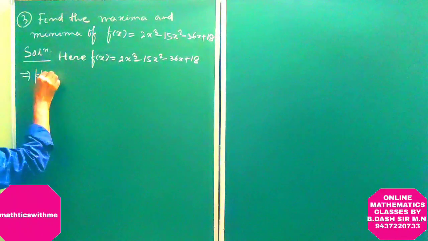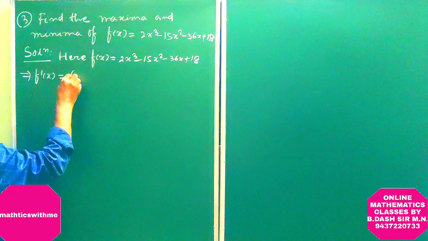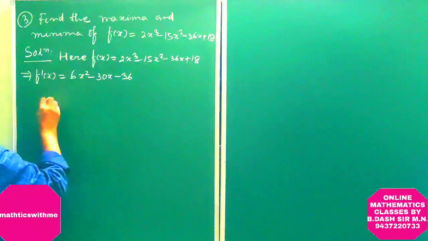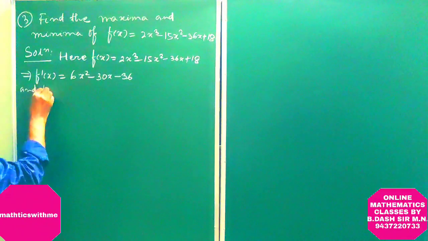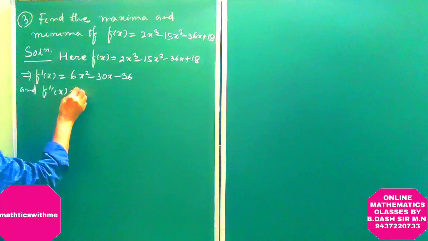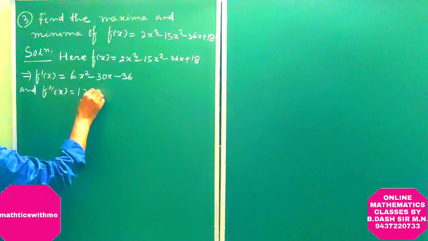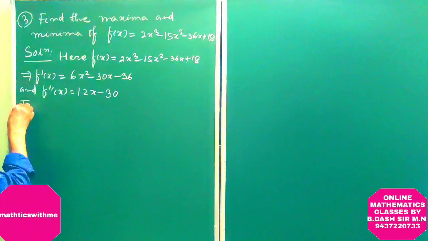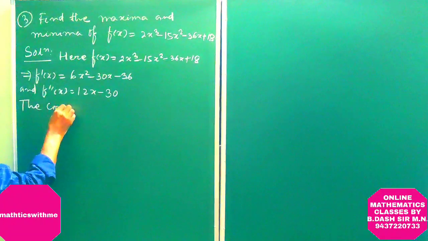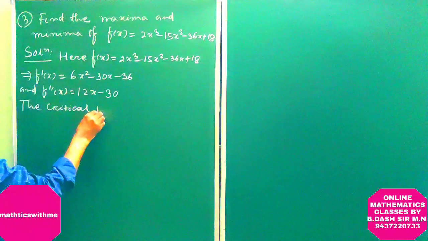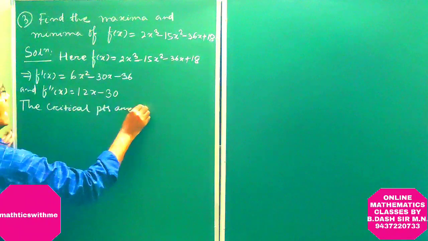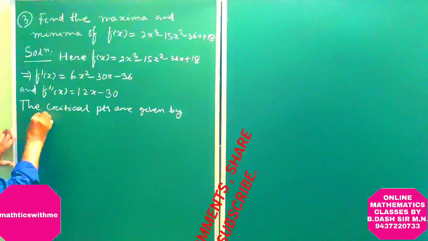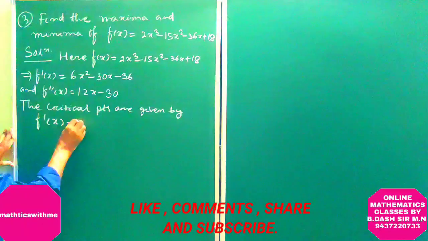This implies f dash of x is 6x square minus 30x minus 36, and f double dash of x is equal to 12x minus 30. The critical points are given by f dash of x is equal to 0.